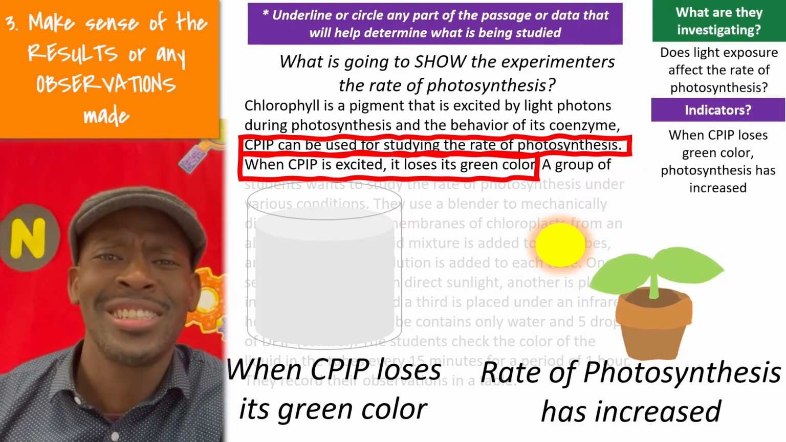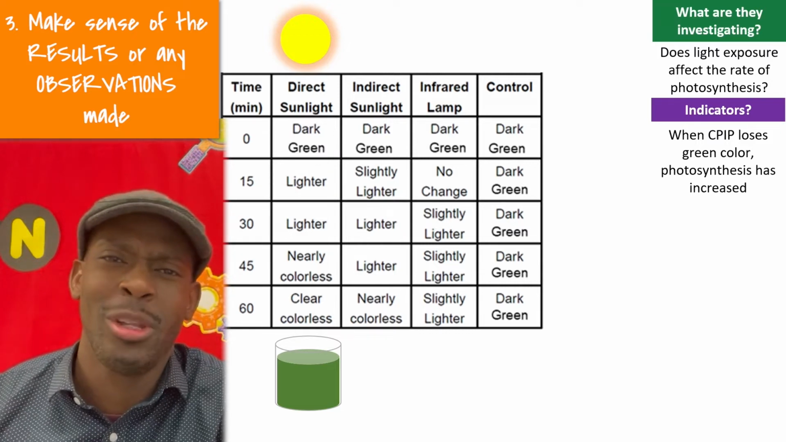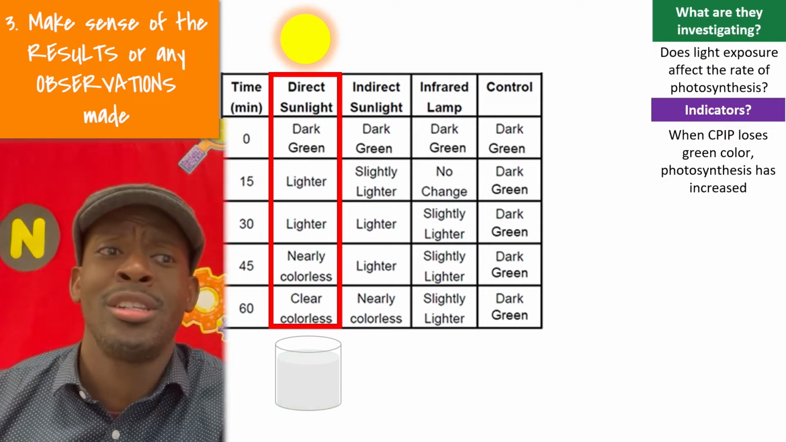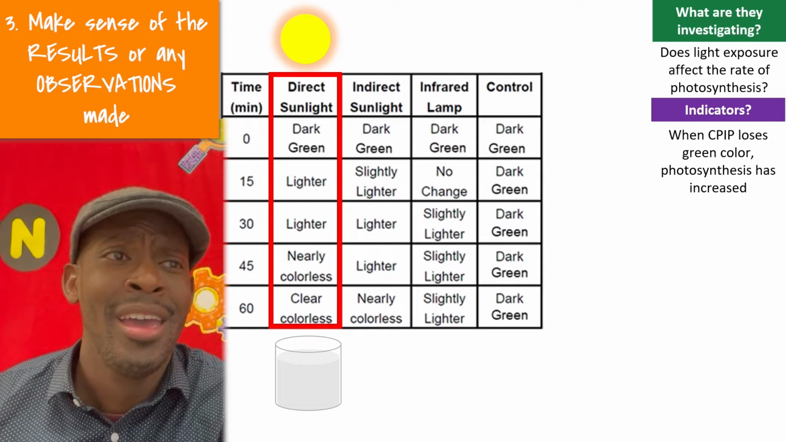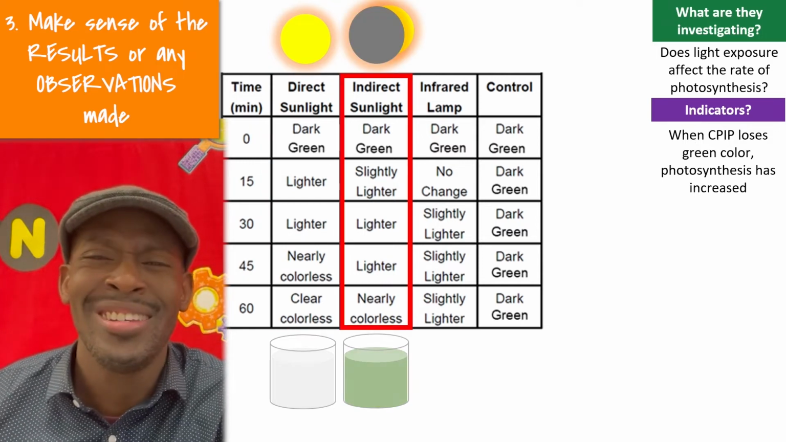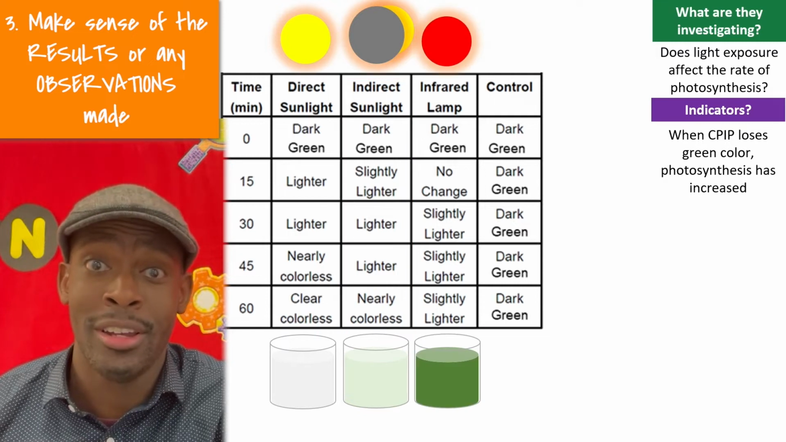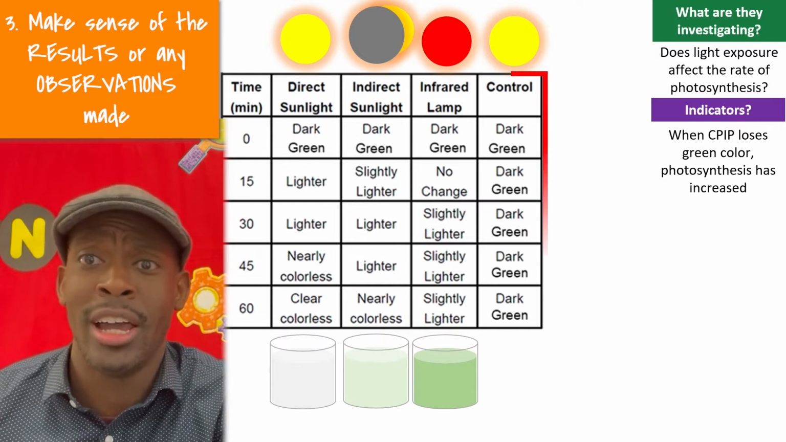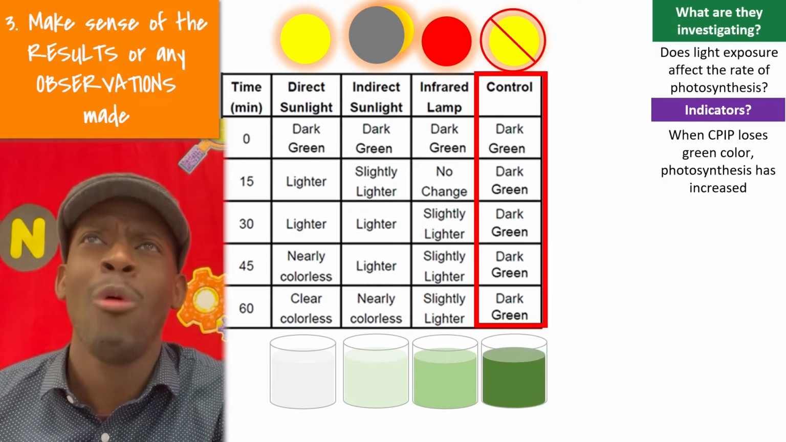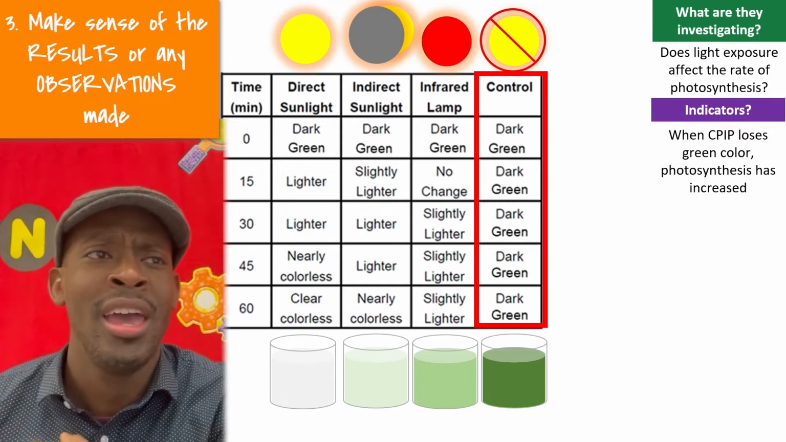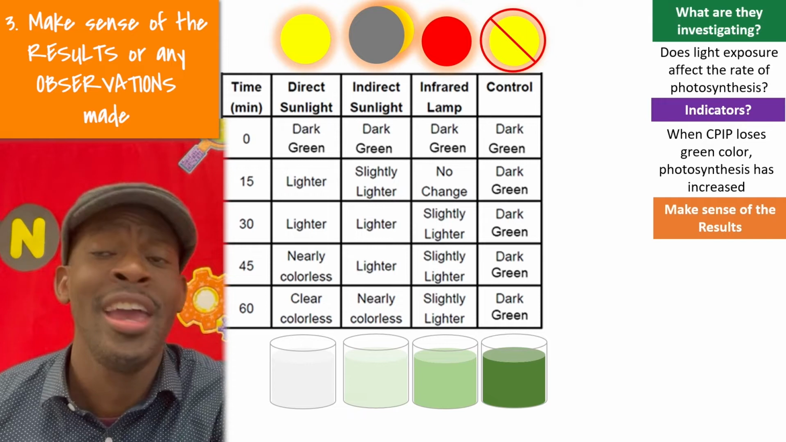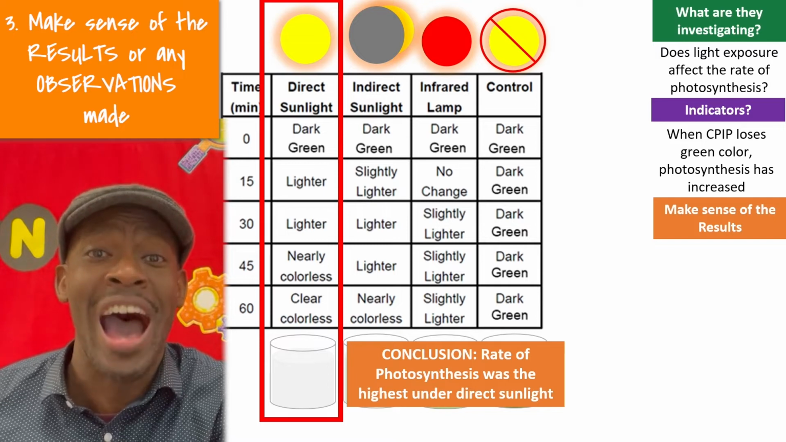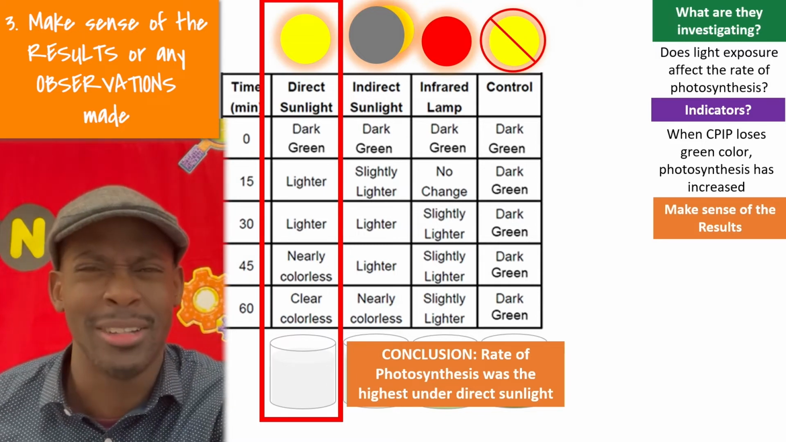So let's go ahead and make sense of the results before we start doing any process of elimination or anything of that nature. So looking at direct sunlight, we see that it went from dark green to completely clear and colorless. In indirect sunlight, it went from dark green to nearly colorless. Under infrared, it went from dark green to just slightly lighter. And under the control, which means there was no light, it stayed dark green. I would go ahead and make my own conclusion about this. For me, I can see that under direct sunlight, it lost all of its color, so I can conclude that the rate of photosynthesis was the highest under direct sunlight.